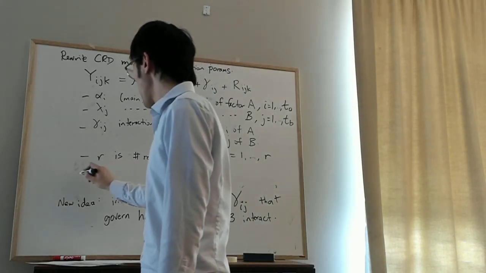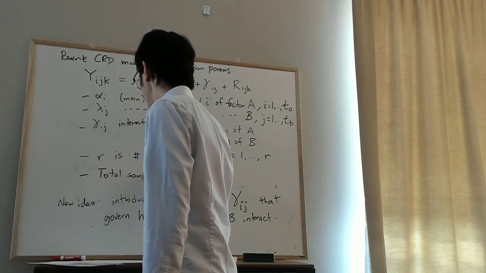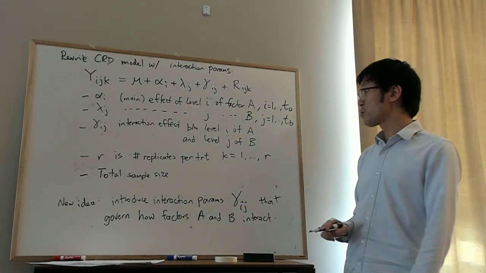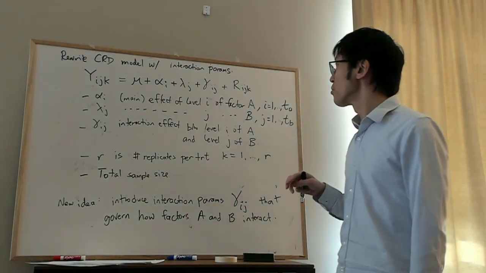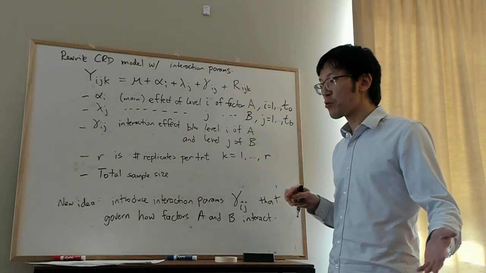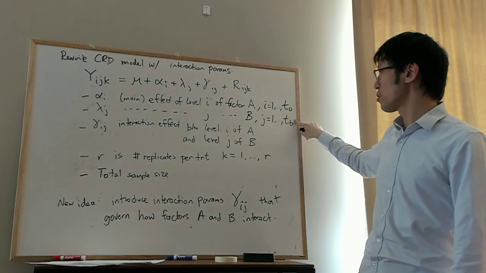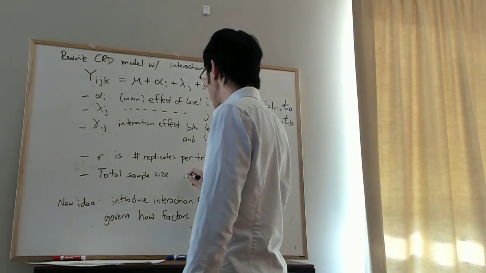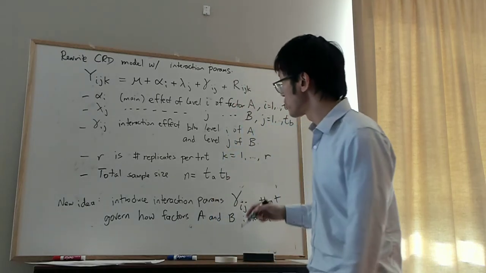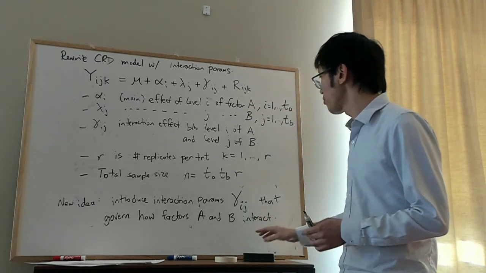And so finally, the total sample size. In the CRD case, the total sample size is simply t times r. Now the only difference is, instead of writing the t treatments separately, we view t as being the number of levels of A times the number of levels of B. So total sample size is t_A times t_B, which is the number of treatments, and then times the number of replicates for each treatment.